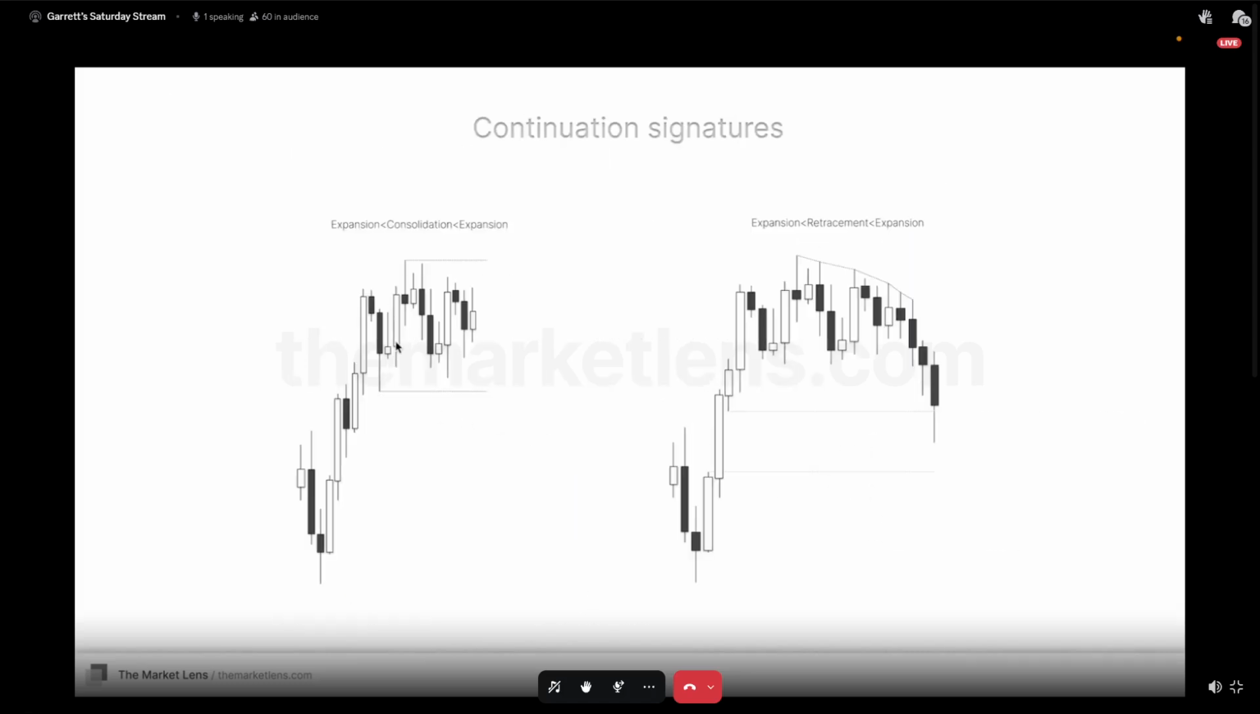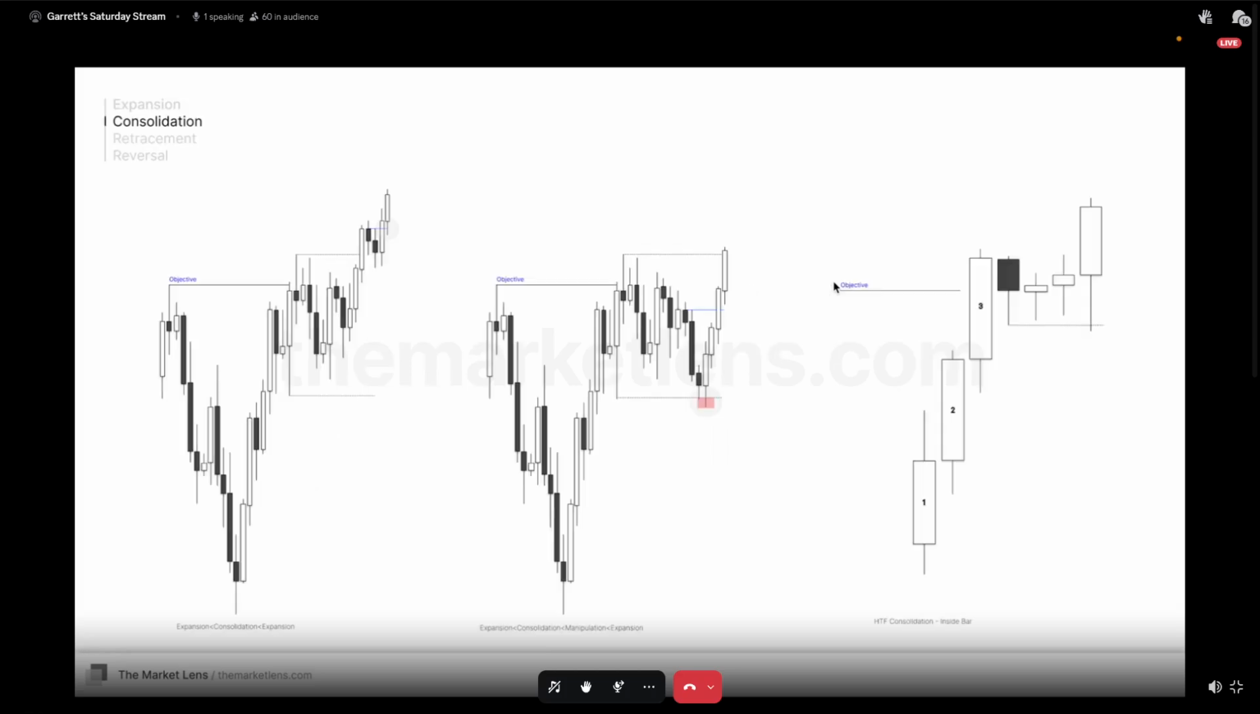So we want to see consolidations on our way to objectives, kind of like a market maker model, right? And as well as you want to see retracements. At the point of retracement, we want to see failure swings, right? Because price doesn't reverse from failure swings generally.